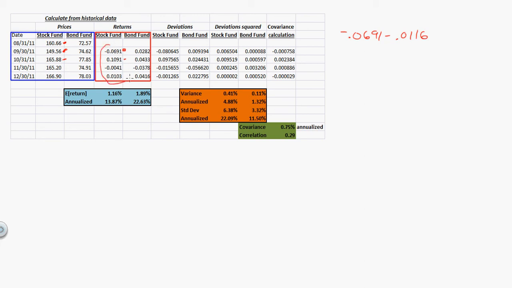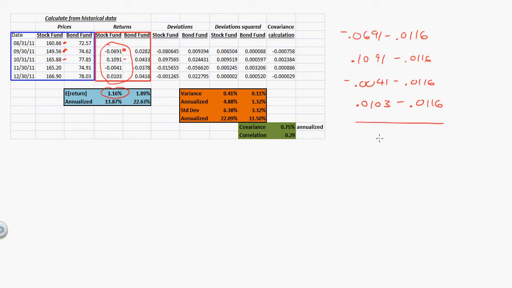If I average these four numbers right here, it averages to 1.16%. So I take each one of these numbers. That's going to be positive. In this case, 0.1091 minus 0.0116. So everything that happened minus the average. So again, variance, our measure of risk we're going to come up with, is going to be the difference between what actually happened and what we expected to happen, or what happened on average. So it's important that you get that concept down.